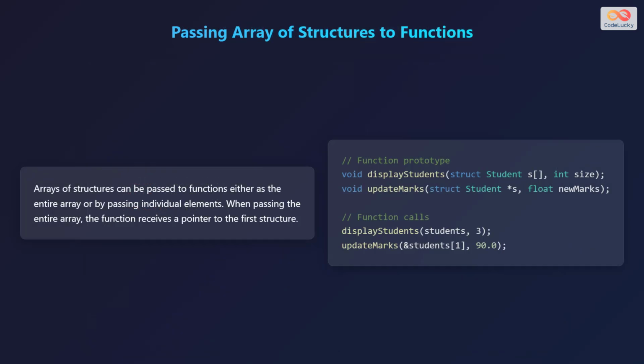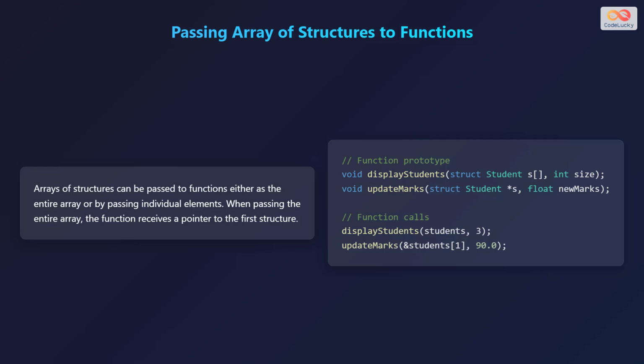Arrays of structures can be passed to functions either as the entire array or by passing individual elements. When passing the entire array, the function receives a pointer to the first structure. Here are 2 function prototypes. First, a function named displayStudents that takes an array of student structures and an integer representing the size of the array as arguments and returns void. Second, a function named updateMarks that takes a pointer to a student structure and a floating point number representing the new marks as arguments and returns void.